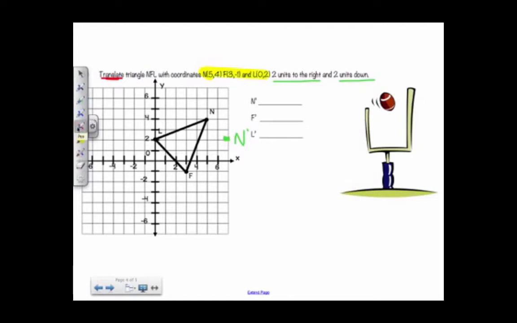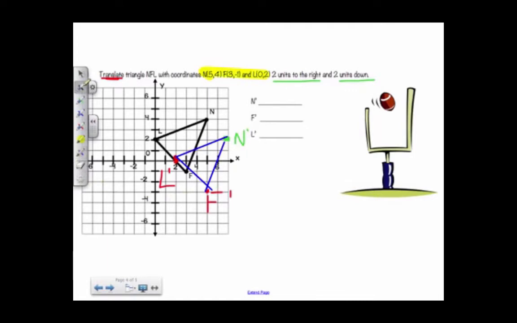Okay, so for F, I'm going to do the same thing. I'm just going to go to the right 2 and down 2, and this is my new F right here. So this right here will be my F prime. And then lastly, I will do the same thing with my L. So this is L right here. I'm going to go 2 units to the right, 2 units down. So this right here is where I'm going to place my L prime. Okay. Lastly, all I have to do is connect my dots so I can have my new N'F'L'. So go ahead and connect your dots to make your new triangle. And this is what I get.